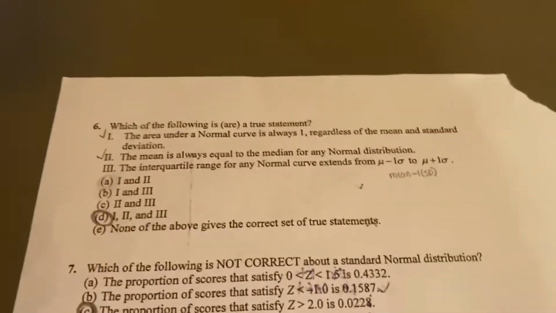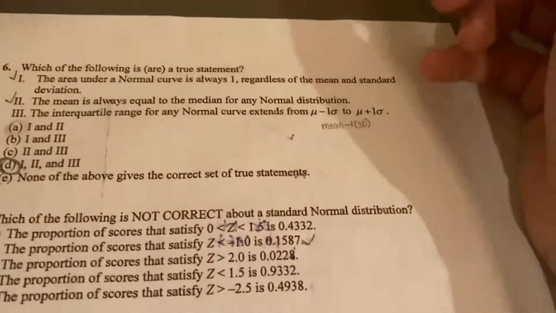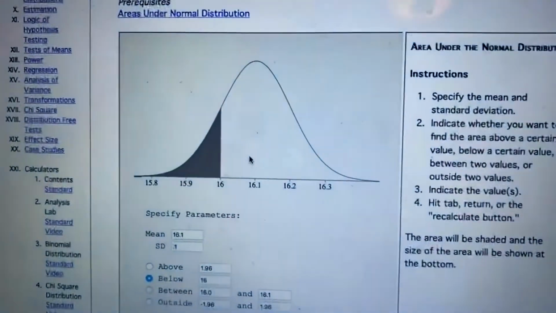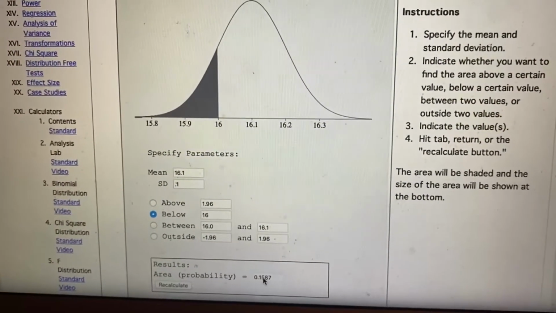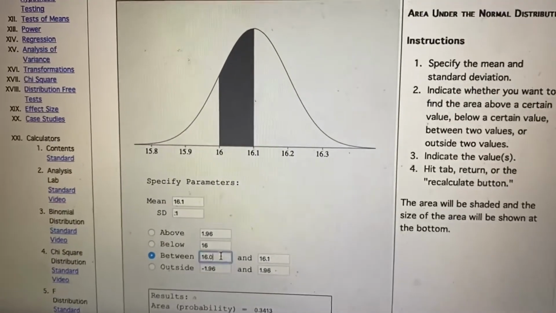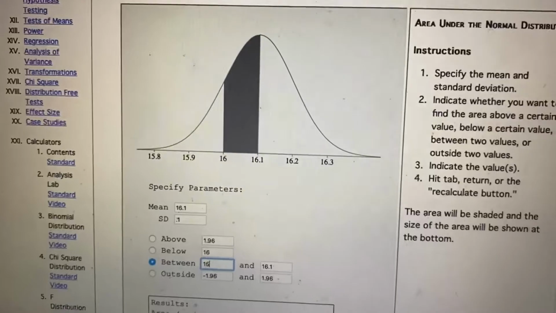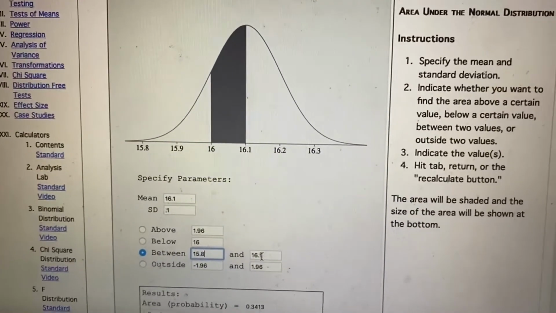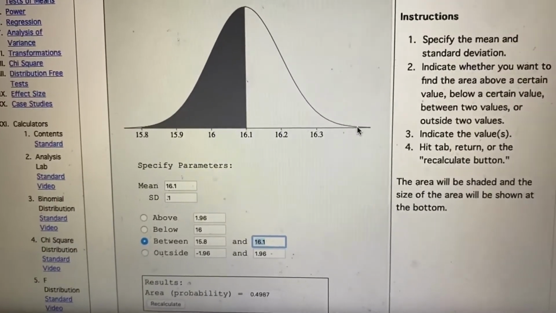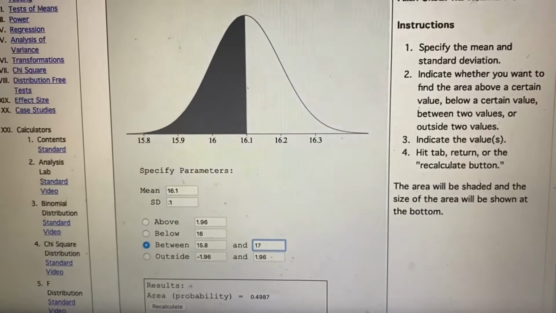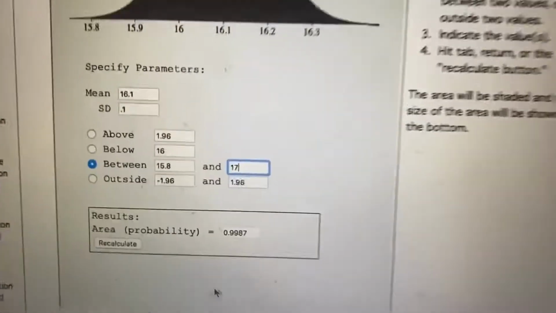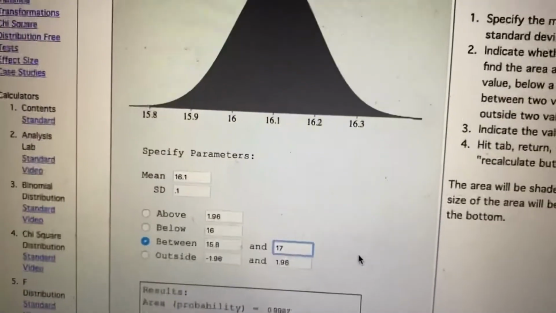Let's keep going. It says, which of the following would be true? We know that the area under a normal curve is always 1. That's how we're able to figure out what percentage this is. So if I said, what's the area between, I'm just gonna go all the way out there, to like 15.8. It looks like I'm going almost all the way out, 3 standard deviations to the left. And then if I go all the way out, it doesn't give me a value, but I'm just gonna go to like 17, all the way to the right. It shades everything, and notice that the probability is getting really, really close to 1.